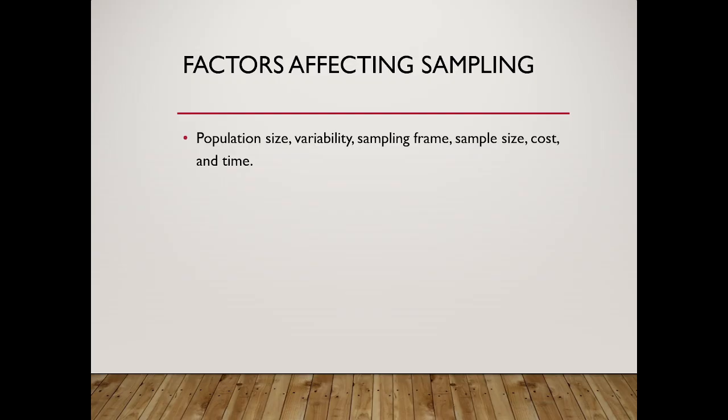Now, what are the factors affecting sampling? We have various factors affecting sampling. We have the population size, that is the total number of people you want to study. We have variability, we have sampling frame, sampling size, cost, and time.